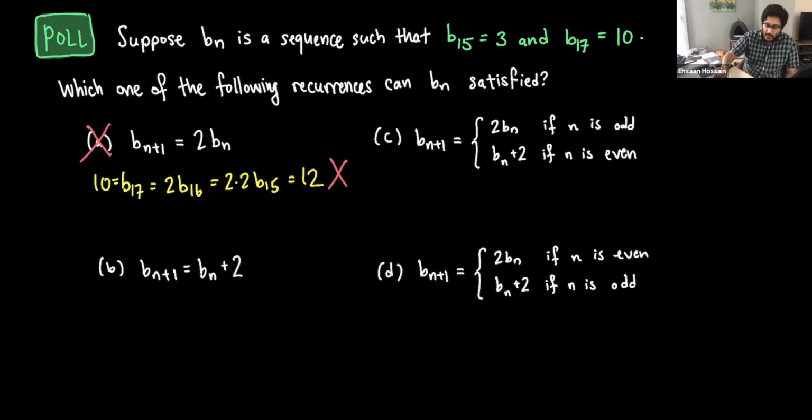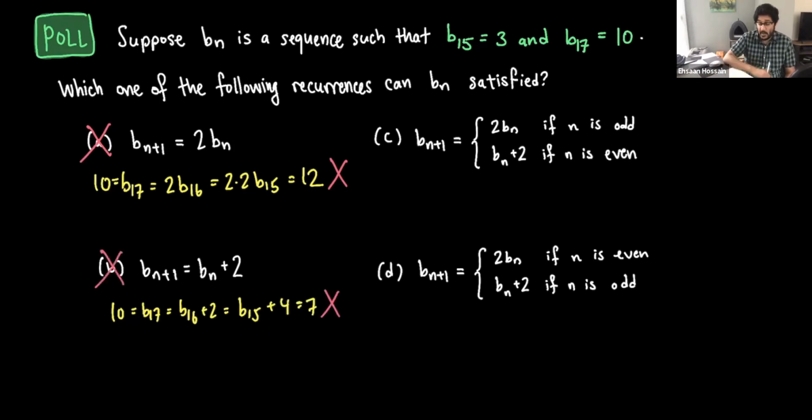See? And then you can do some similar logic for this, and I'll do it quick. 10 would be B17. B17 would be B16 plus 2, which would be B15 plus 2 plus 2. So plus 4, which is 3 plus 4, which is 7. And now I can say 10 equals 7.